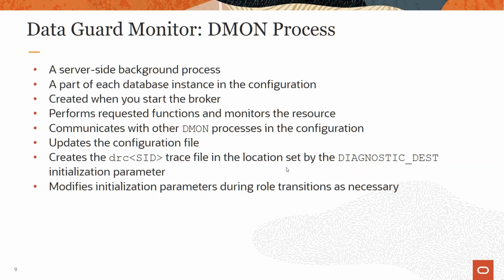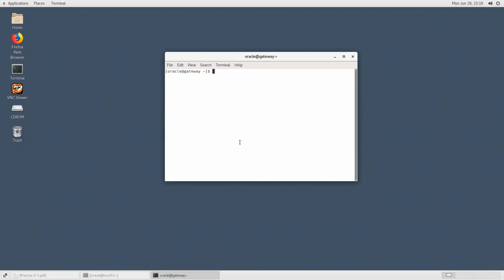And when you run a command through the Data Guard broker command line interface, the corresponding init parameter also gets updated automatically. So the DMON process does lots of operations. I'm going to show you the DMON process in my demo environment, and I will show you a couple more things. Okay, so I located my demo environment. So let me show you here.